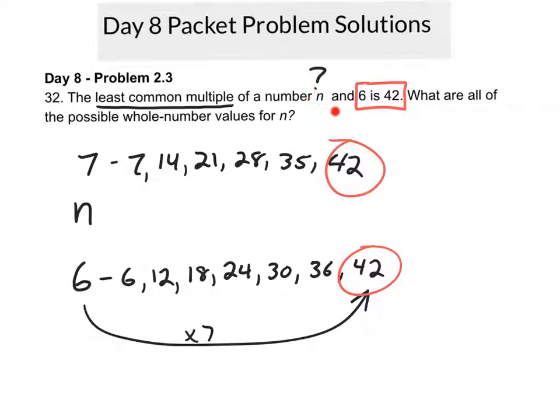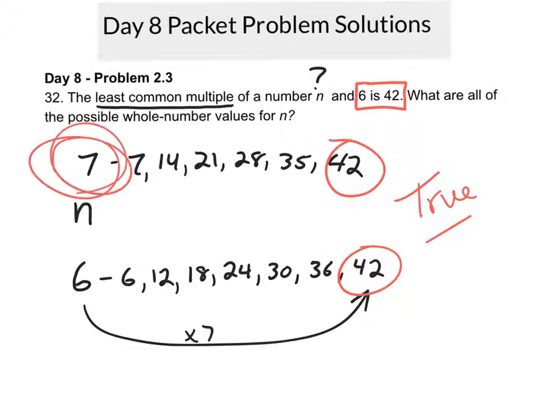Remember, they started off with what? The least common multiple of a number n. In this case, we know n can be 7. This problem could be also written as the least common multiple of 7 and 6 is 42. Is that true or false? Yes, that would be absolutely true, right? So the answer is 7.